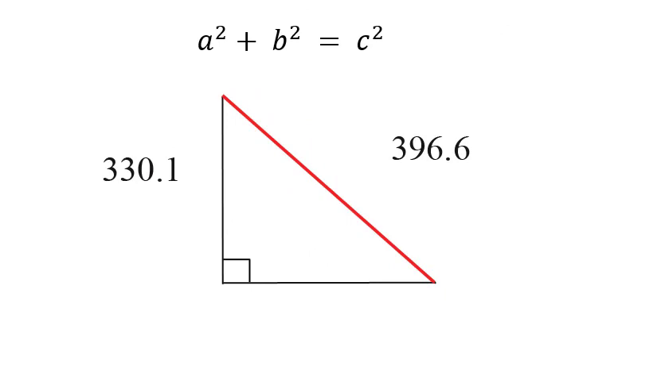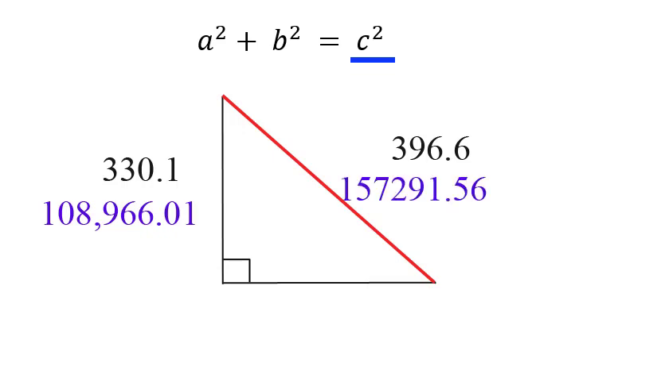In this problem, we're trying to find the value of b, which is this side right here. We have the a side, which is 330.1. We have the hypotenuse, and it has this value right here. So let's just work the formula. A squared, we multiply this number by itself, and that gives us this value. We take the value of the hypotenuse, and we multiply it by itself to get this value.